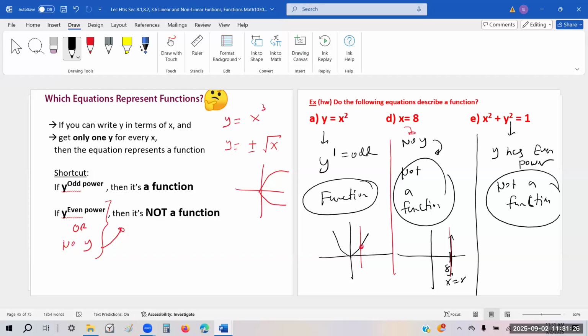Is there an S or A or O? Which one? The y, 1 power to the 1 equal. Odd, so it's O. 1 is odd, so odd means function. Here, y has even power, so not a function. The middle one doesn't even have any y. No y, no function. 3 things. Question?